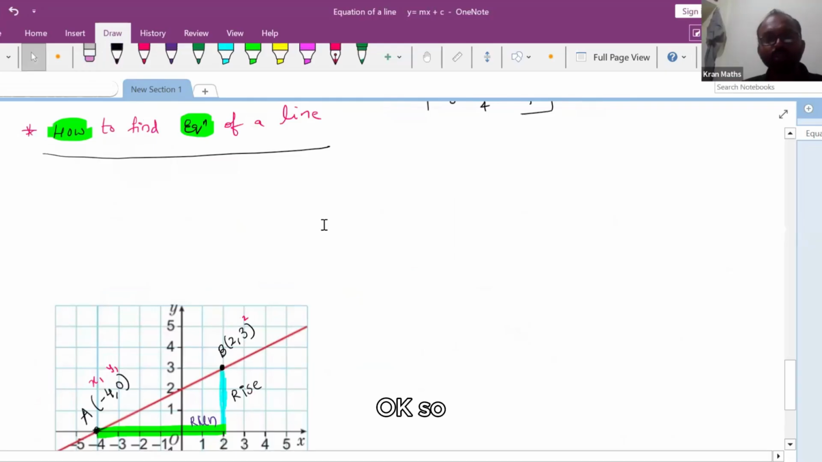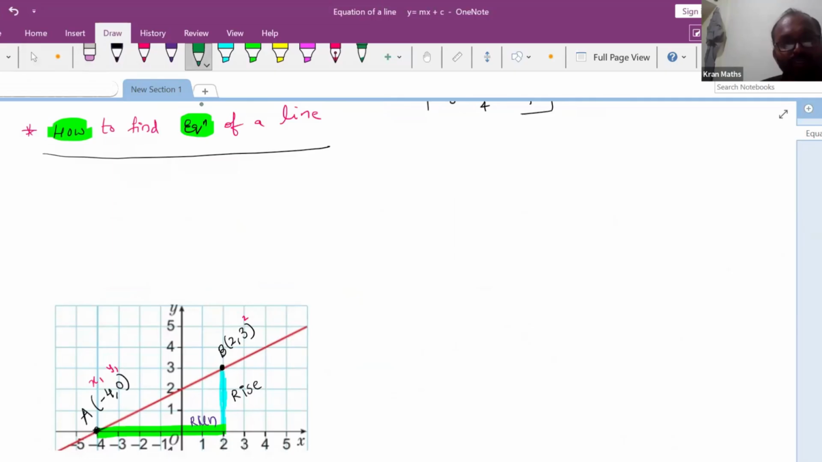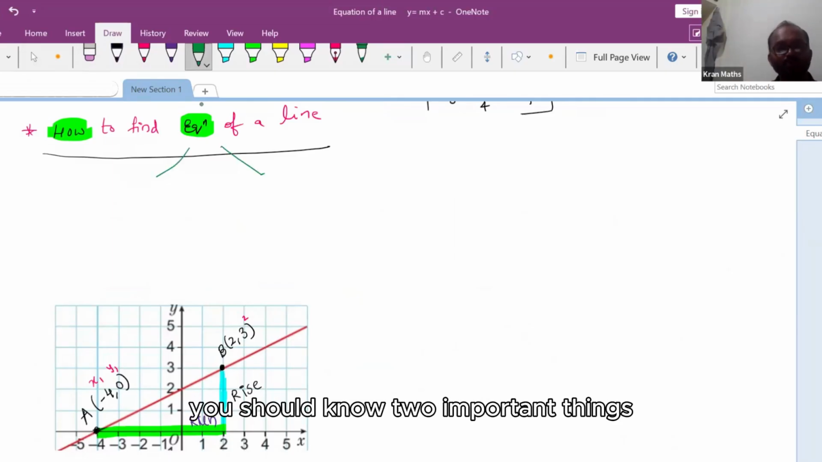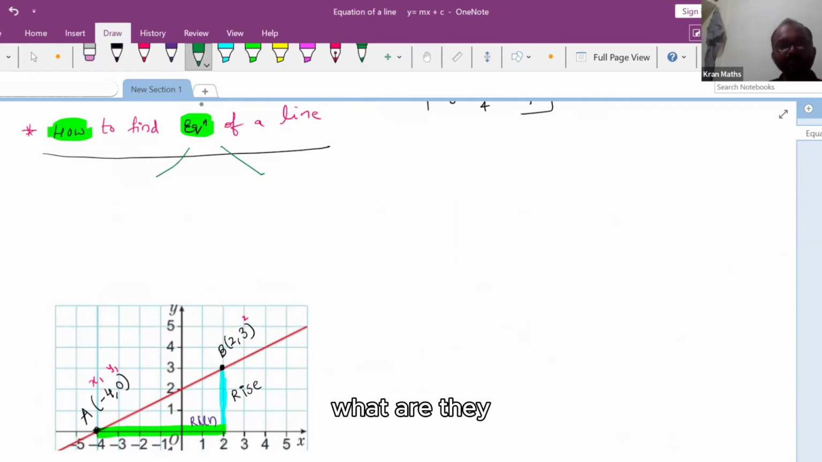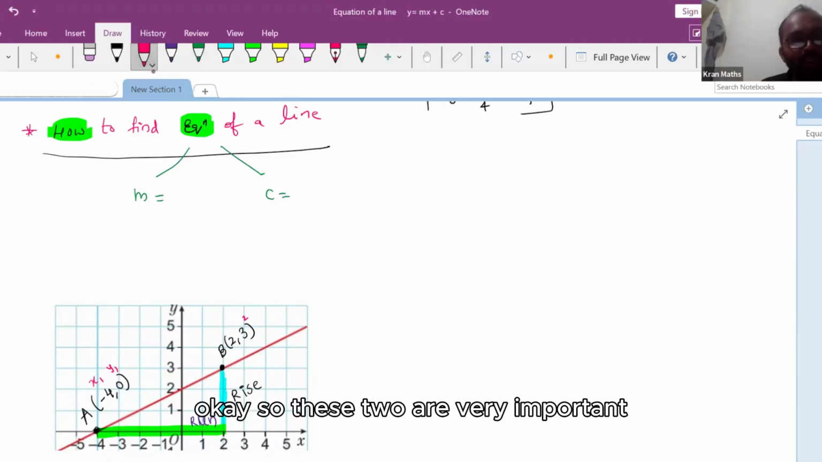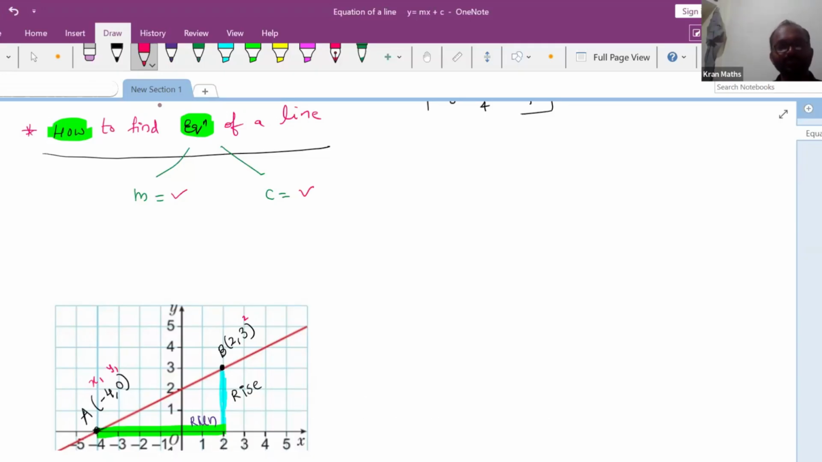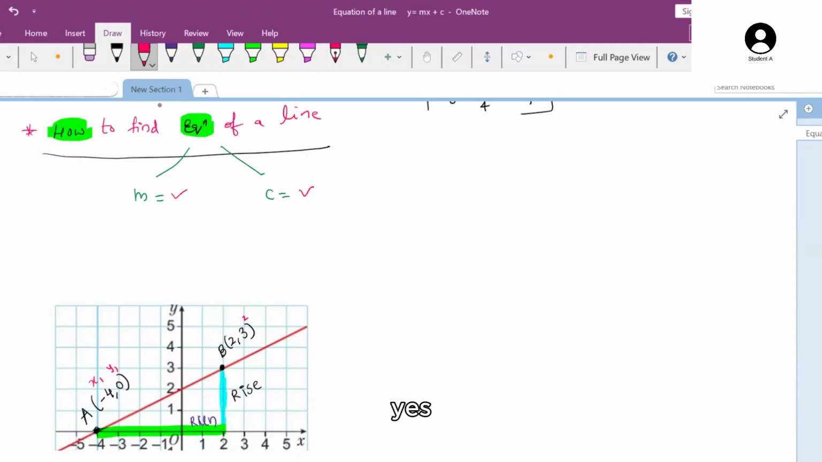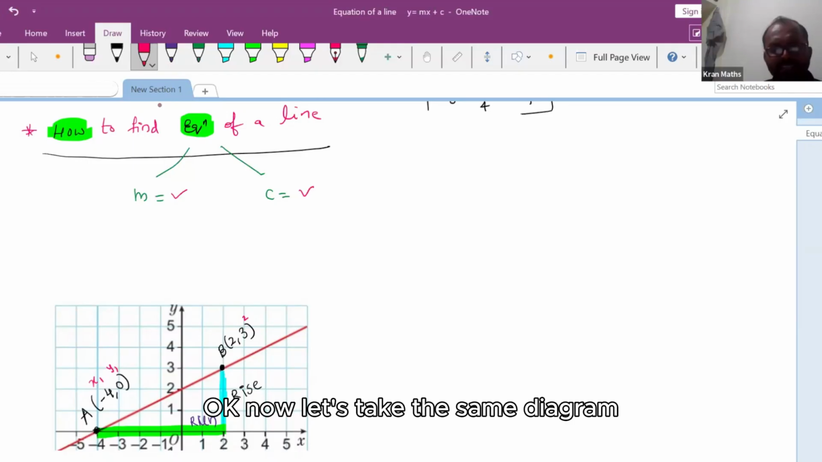Okay, so here two important things you should know. Two important things. What are they? The gradient and the y-intercept. Okay, so these two are very important in order to write the equation of a line. Okay, now let's take the same diagram.